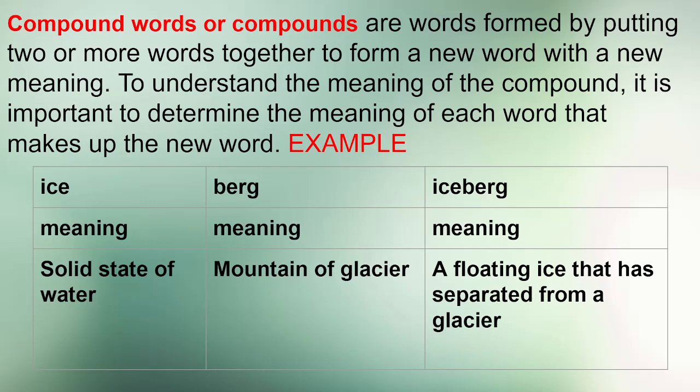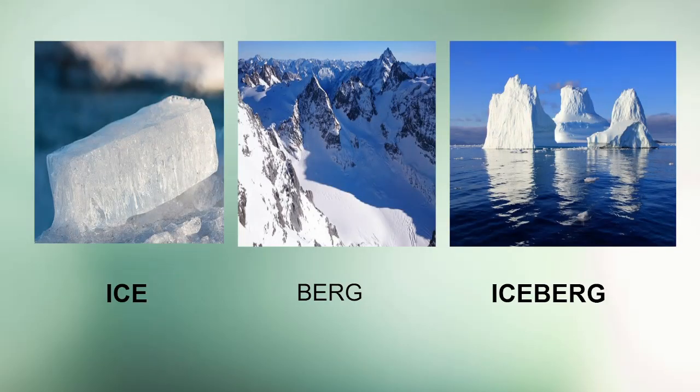I would like to show you a picture of an iceberg. Here we have ice. This is the berg, a mountain of glacier, a glacier of ice. An iceberg is a big chunk of ice that was separated from a glacier. So that is what an iceberg looks like. This is an example of a compound word. We put together the word ice and berg to form the word iceberg. That is a compound word.